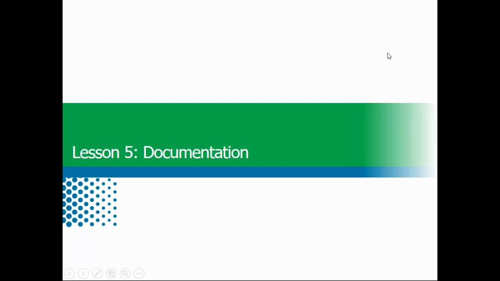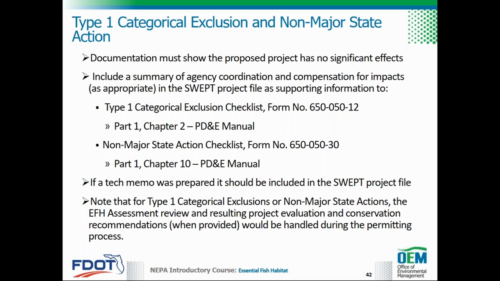Let's move on to Lesson 5, Documentation of EFH Assessments. For Type 1 categorical exclusions and non-major state actions, documentation must demonstrate the proposed project has no significant effects. For these projects, include a summary of agency coordination and compensation for impacts in the SWEPT project file as supporting information to the Type 1 categorical exclusion checklist or the non-major state action checklist as appropriate.